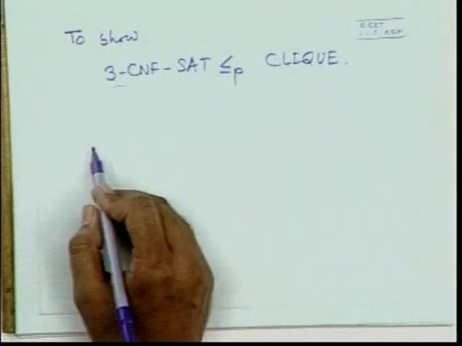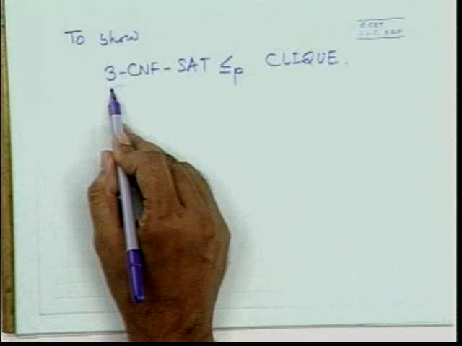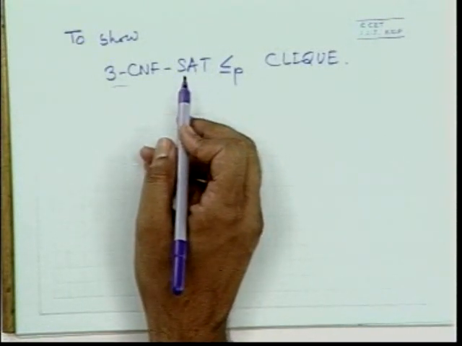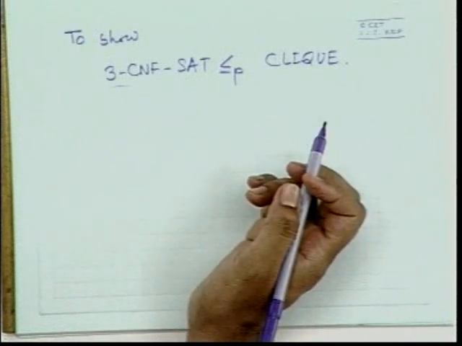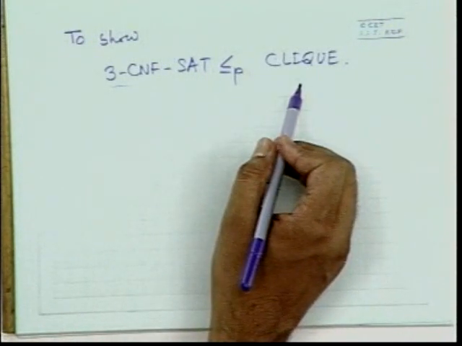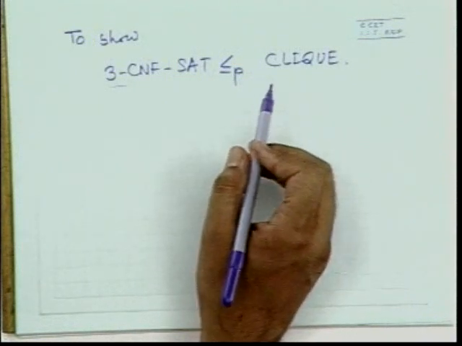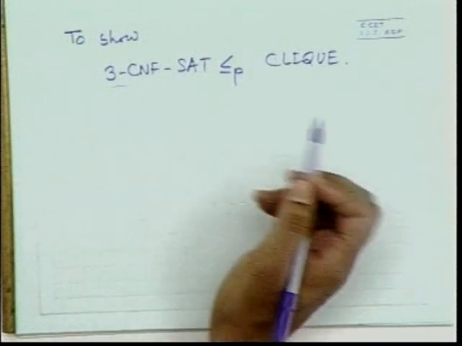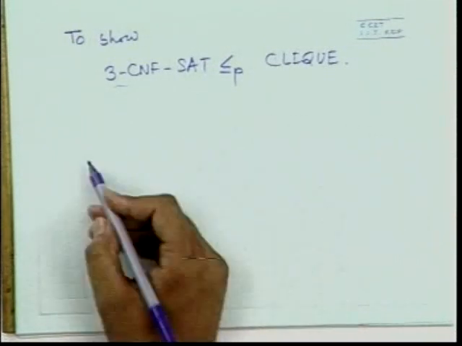So let us see. I am going to take one instance of 3CNF SAT, and I will tell you what is the transformation we are going to use to transform that problem to an instance of a clique problem. Remember, we are going to map the Boolean formula to a graph. So let's see, what do we do?